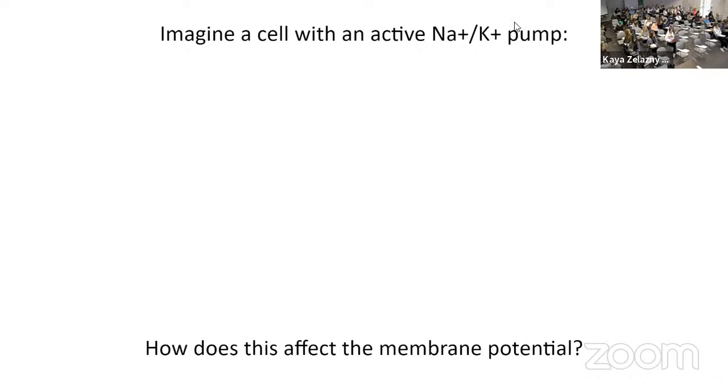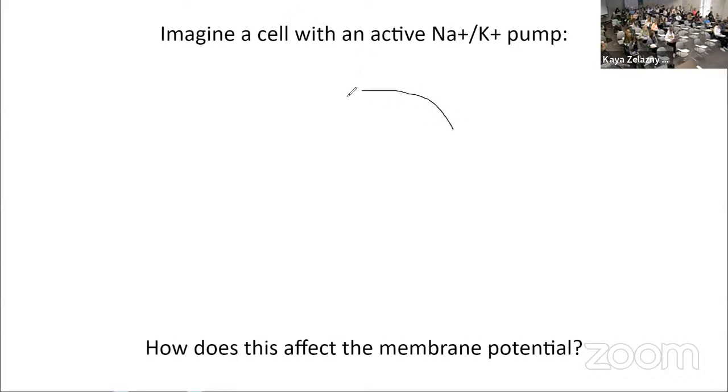So now we're going to draw together. Kind of imagine a cell that has an active sodium potassium pump. Think about the action of that pump. One thing I'm going to draw on immediately is we know that it's using ATP energy. This is a great example of primary active transport to run this.